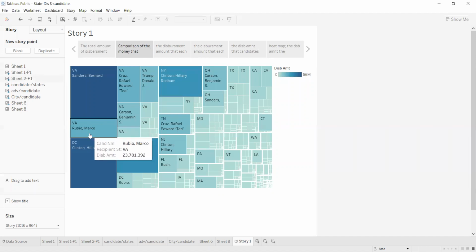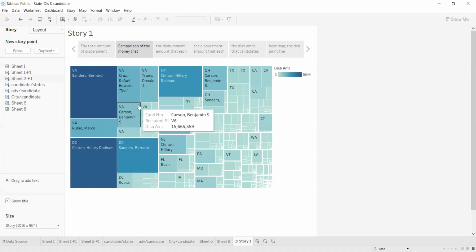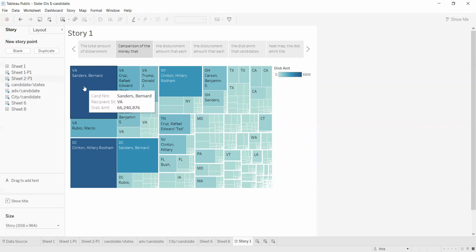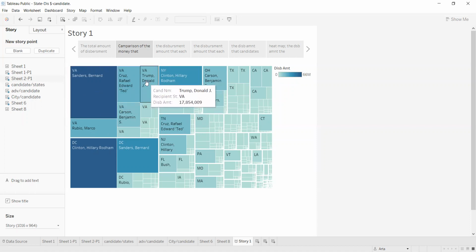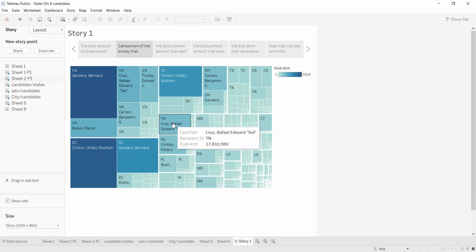Also, in the next tree map, you can see, for example, I compared the top 30 states in the United States, and I compared the money that each candidate spent on advertisements for the election. As you can see, for example, Sanders spent more than $66 million in Virginia, and Trump spent around $18 million in Virginia. And you can see other states like DC, New York City, Ohio, New Jersey, Florida, and other states. I chose top 30 states, and also different candidates who spend money for the election.